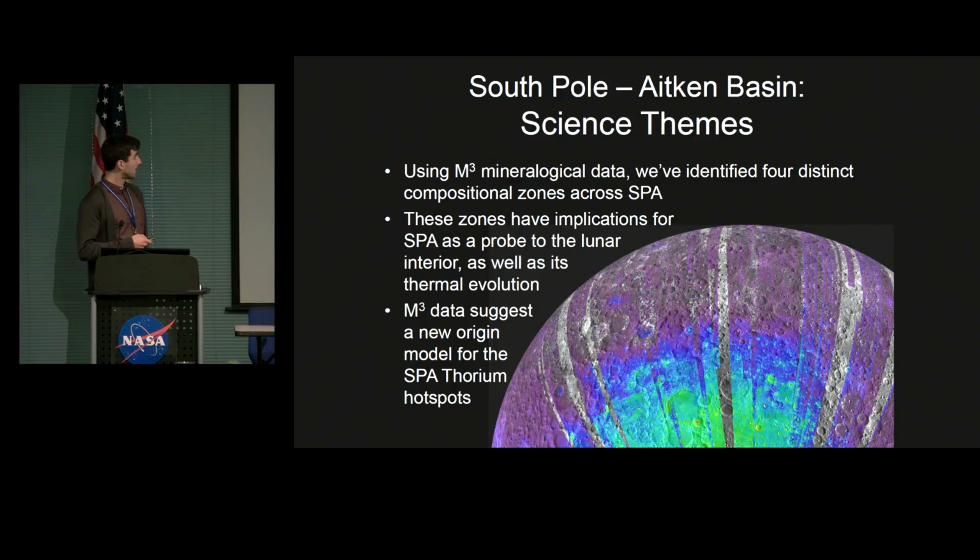materials. So the science themes for my talk today: I've been using M-cubed mineralogical data, and I've used that to identify 4 distinct compositional zones across the basin. These zones have implications for using SPA as a probe to the lunar interior, as well as understanding its thermal and magmatic evolution. We're also going to touch on a new possible origin model for the SPA thorium hotspots that Ryan introduced earlier this morning.